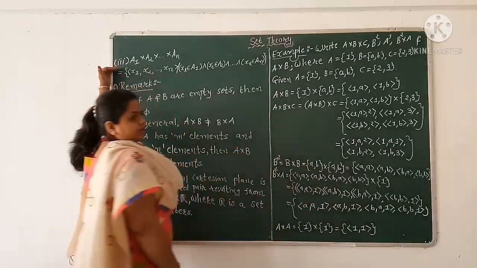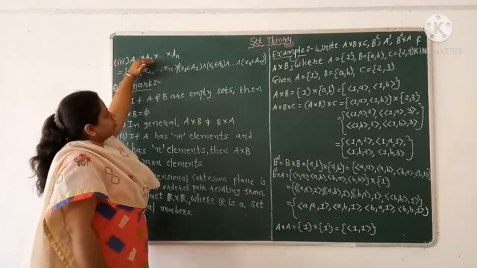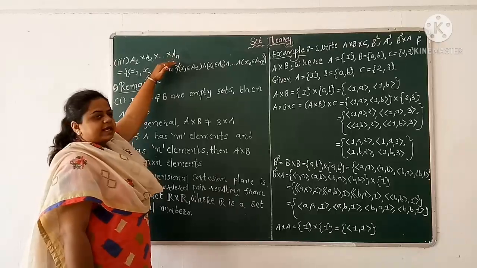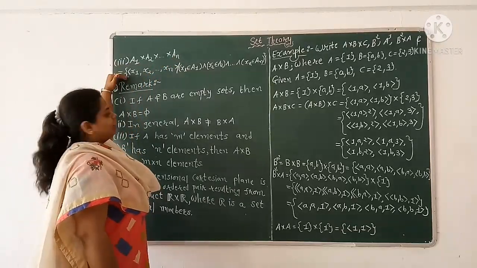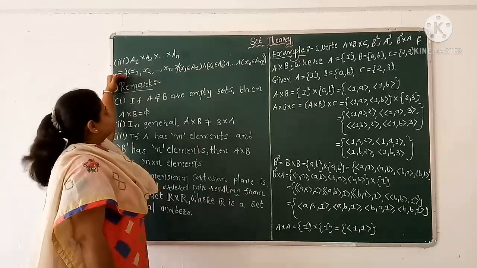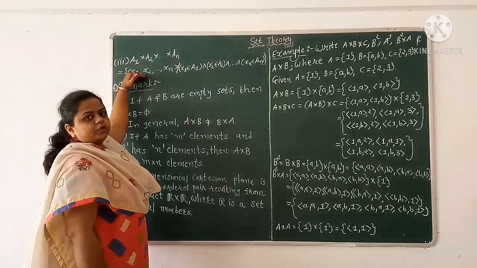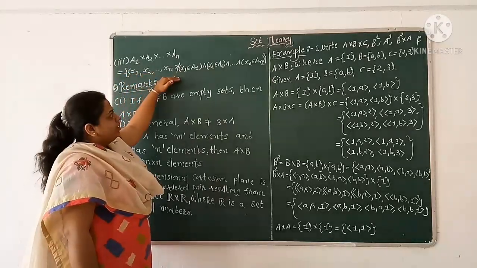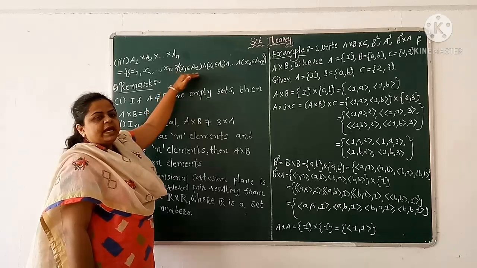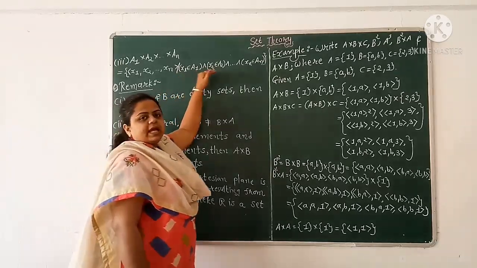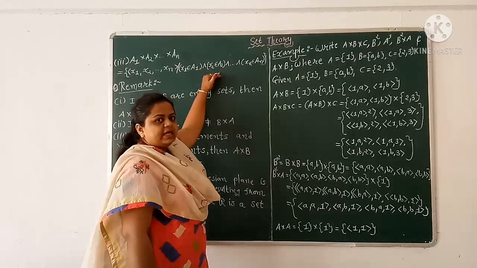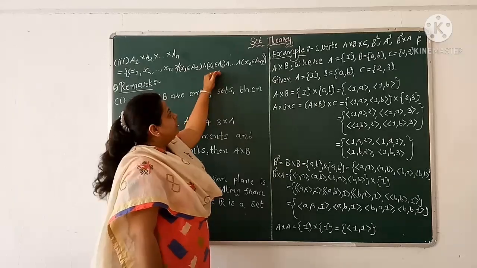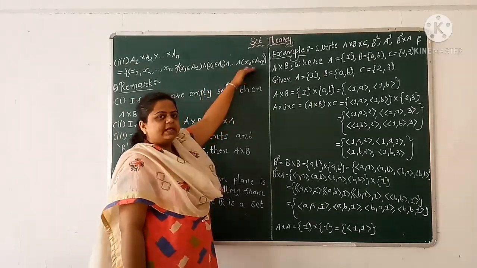Now, 3: A1 cross A2 cross up to cross An is equal to the set of ordered n-tuples (x1, x2, up to xn), where x1 belongs to A1, x2 belongs to A2, x3 belongs to A3, and up to xn belongs to An.